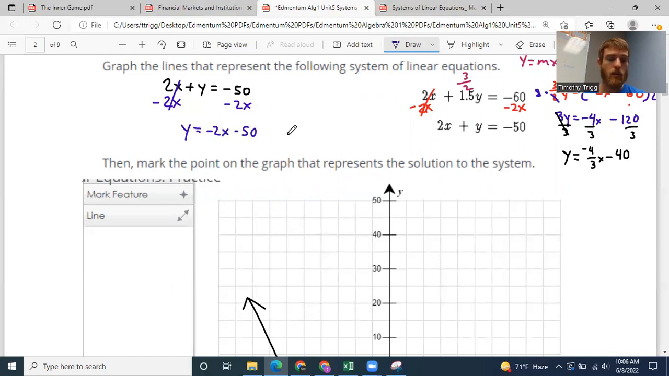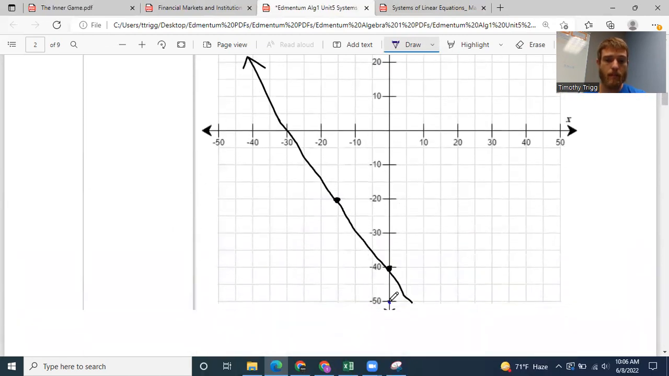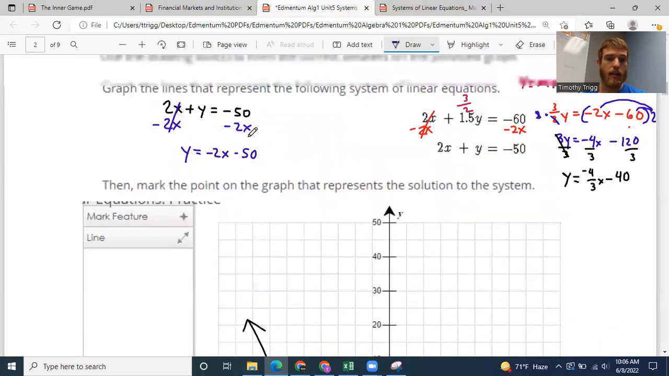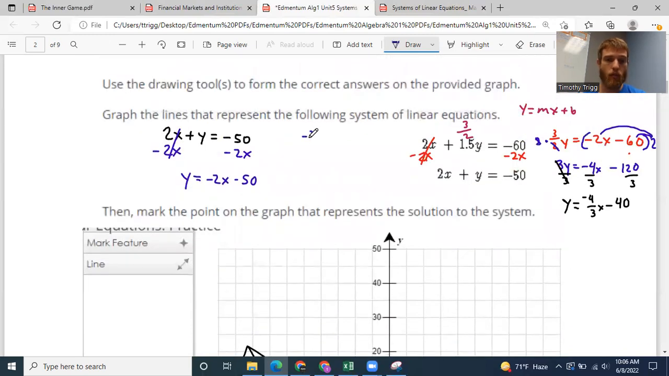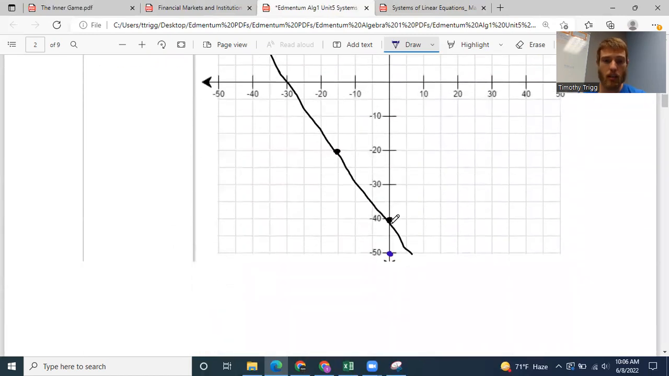Okay, so negative 2x minus 50. So negative 50. And then negative 2x, that's negative 2 over 1 essentially for our slope. So down 2 over 1. But I'm actually going to go up 2 and to the left 1.